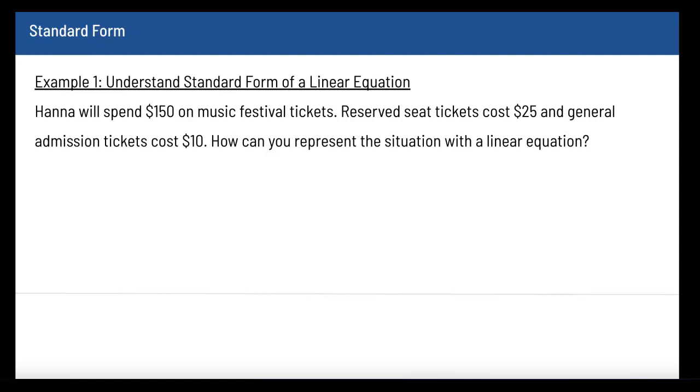Hannah will spend $150 on music festival tickets. Reserved seat tickets cost $25, and general admission tickets cost $10. We can represent this with a linear equation where, if Hannah wants to buy some reserved and some general admission, we can let x represent the reserved seats and let y represent the general admission tickets.